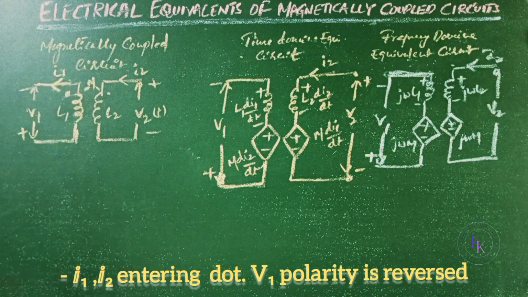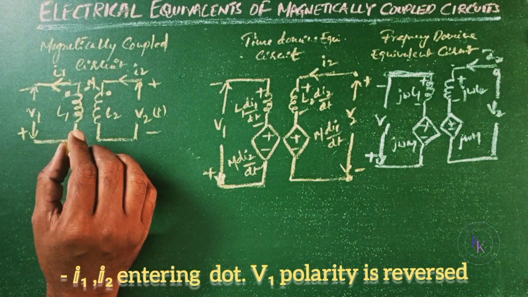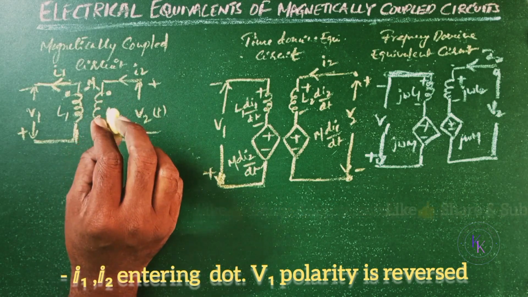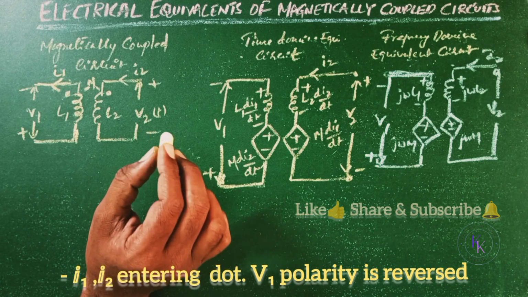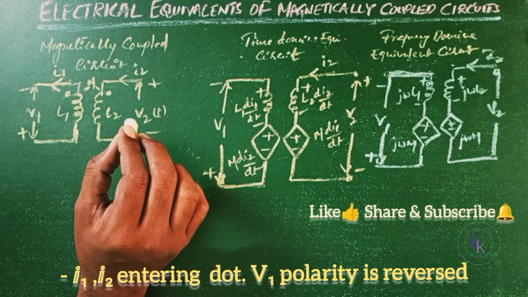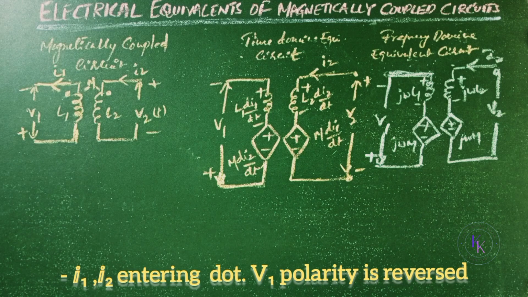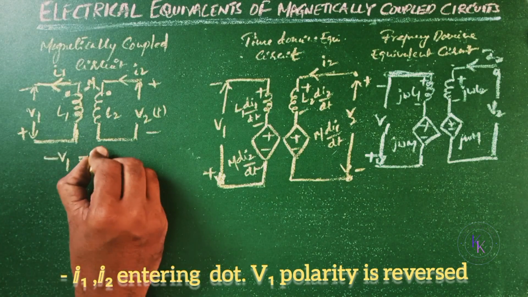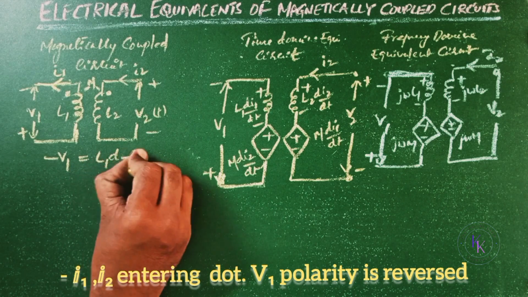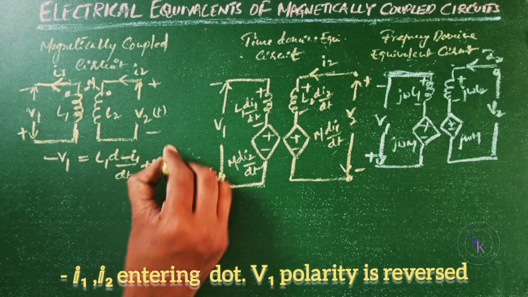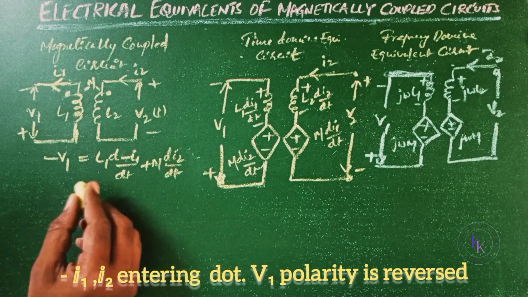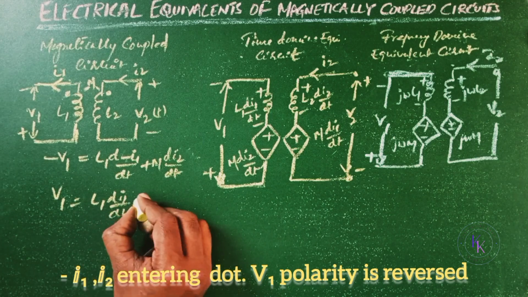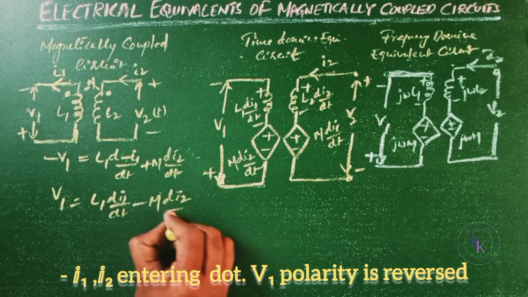Let this be I1. So I1 leaves the dot, as well as minus I2 leaves the dot, whereas I2 enters the dot. Now we can consider the mutual flux M to be positive from the dot convention. However, I1 is in the reverse direction in the actual circuit. Hence, the terms involving I1 will be negative. Now write the KVL. Minus V1 equals L1 d(minus I1) by dt plus M dI2 by dt. Now we can write this as V1 equals L1 dI1 by dt minus M dI2 by dt. Let it be equation 1.